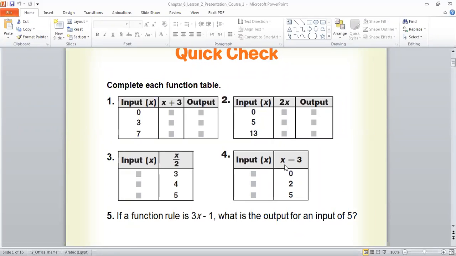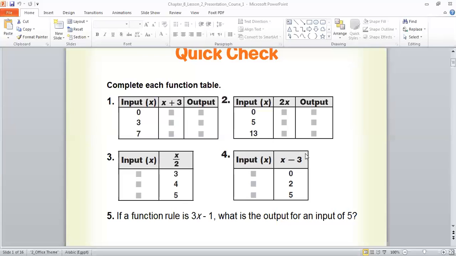Be with me now. If he gives me that the output is x minus 3, the output will be 0 or 2 or 5. What will we do in this case? Be with me. Look with me, please, carefully. We will make that 0 plus 3. I will do the opposite. So the first one will be 0 plus 3.